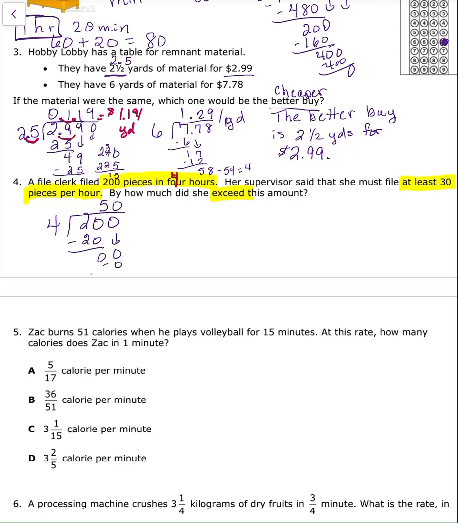And she does 50 per hour. That's good. And then she must do at least 30. So how much does she exceed? We would say 50 minus 30 is 20 per hour over. So exceed means to go over, like you exceed the speed limit means you're going over the speed limit.